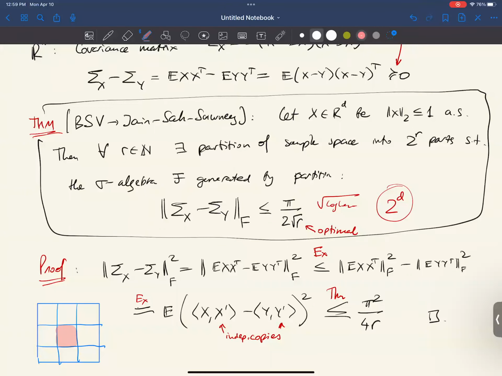No, not quite. How about n squared goes to infinity? It's just the L2 norm. Yeah, exactly. Okay, thank you.